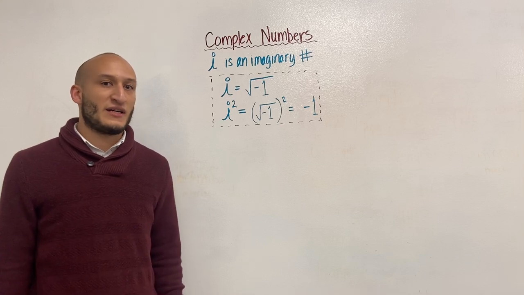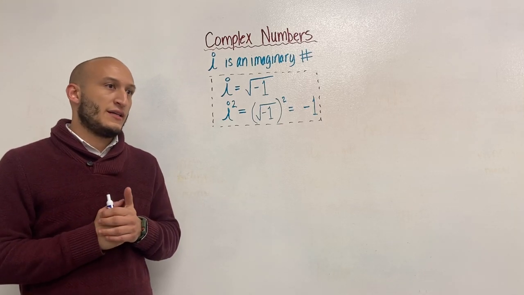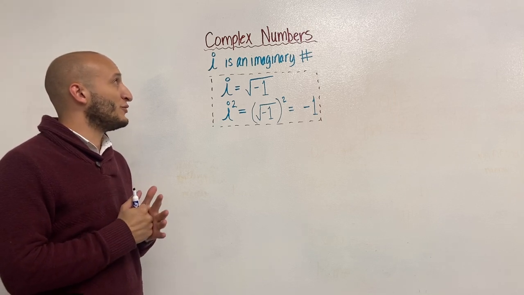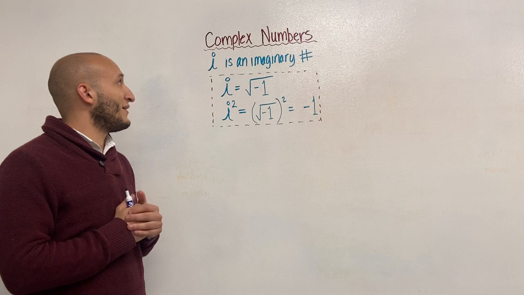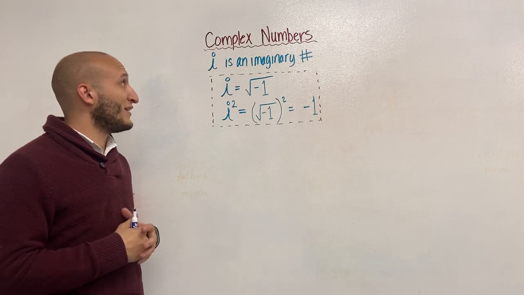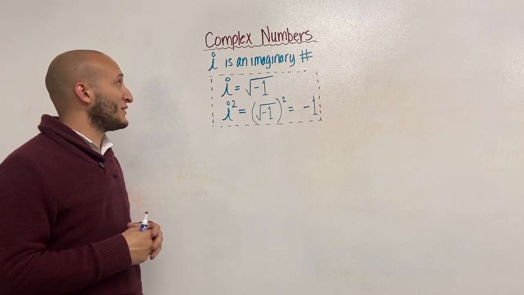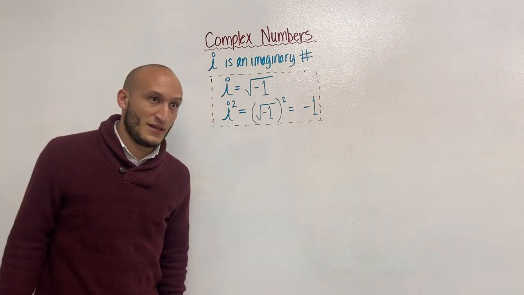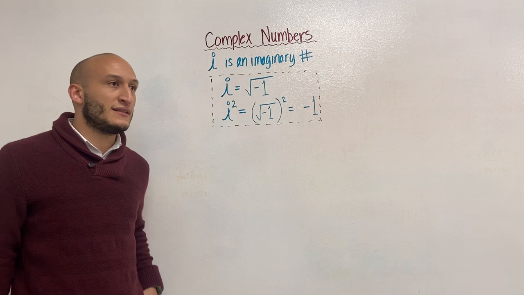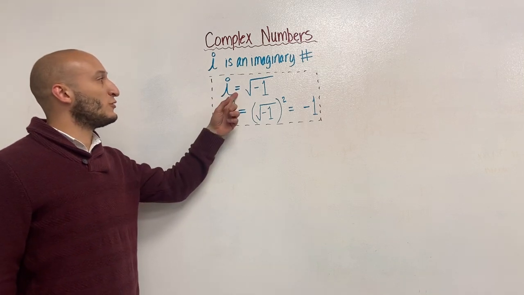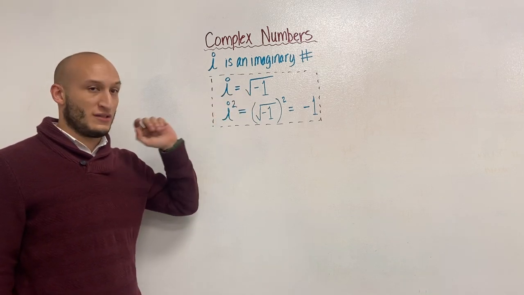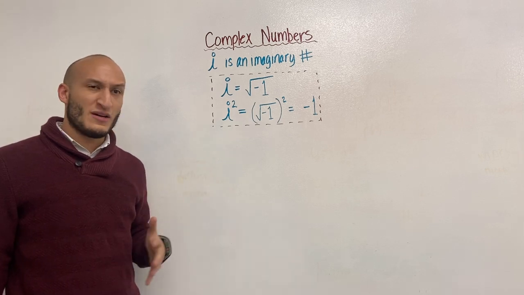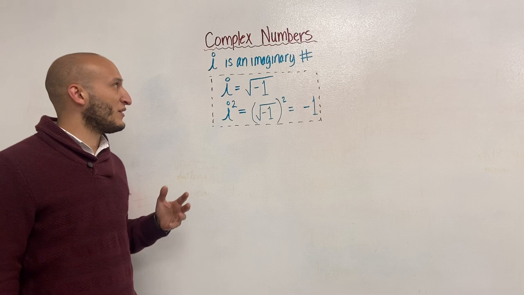As we begin talking about complex numbers, it is important that we understand a few things before we get into deeper topics on complex numbers. For example, i is an imaginary number. It is imaginary because i equals the square root of -1. Now, taking the square root of a negative number is impossible. So that's why we call it imaginary.